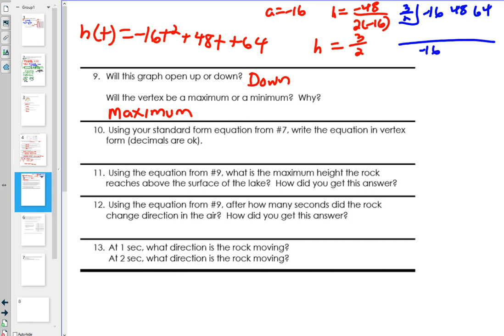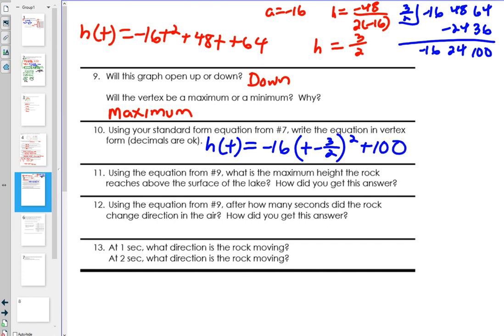So 3 over 2, negative 16, 48, and 64. Negative 16 times 3 over 2 is negative 24. Then 24 times 3 over 2 is 36, plus 64, and that's going to be 100. So this answer here: h of t is equal to negative 16, t minus 3 over 2, squared, plus 100. Same equation in vertex form.